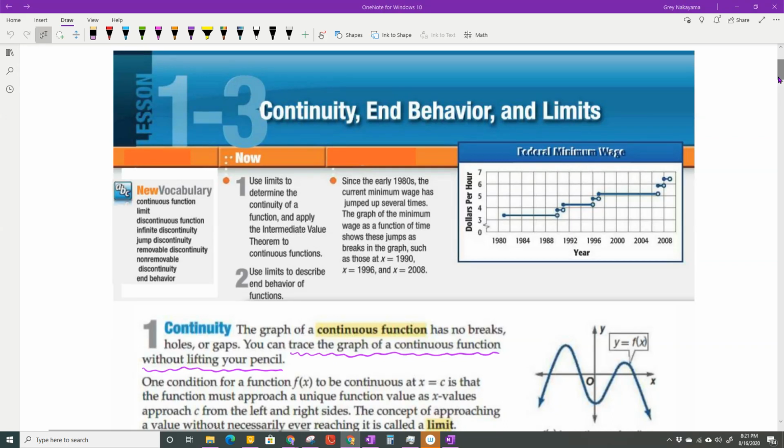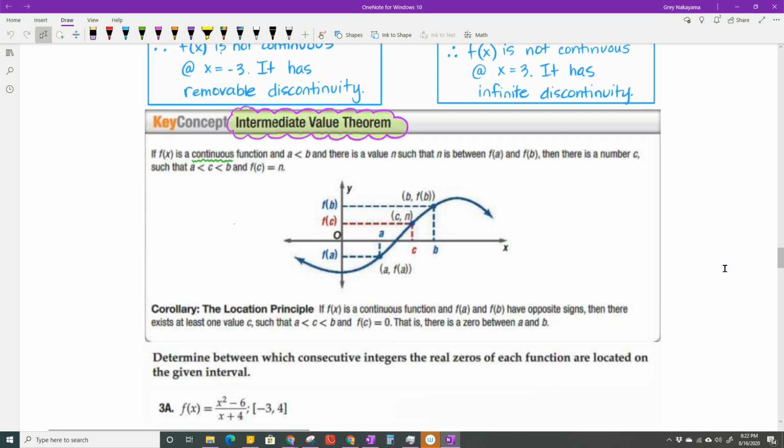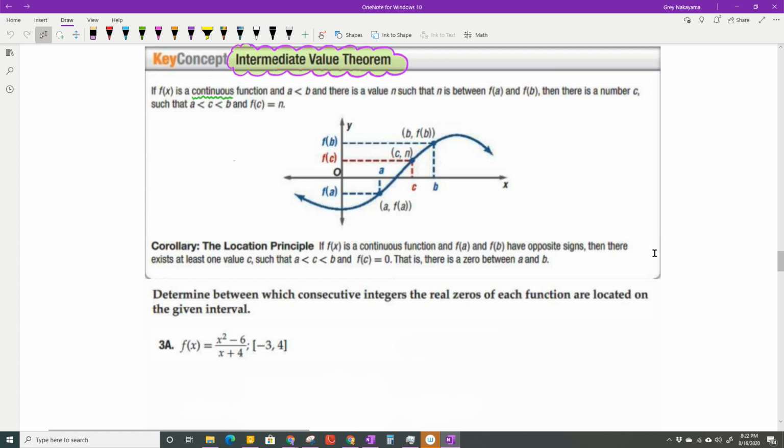Okay, today's lesson is 1.3b, and unless you think you're watching the wrong video, this is not. This is the one where we're going to talk about end behavior and limits. The previous one did continuity and limits. This time we're going to talk about end behavior and limits. So I'm going to jump down to where we left off on the one before, and that was to talk about the intermediate value theorem.